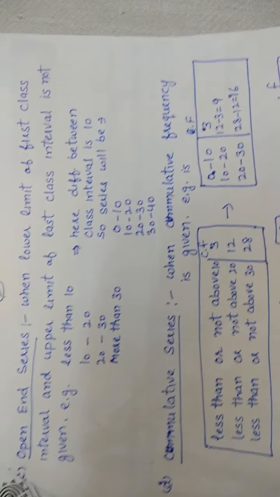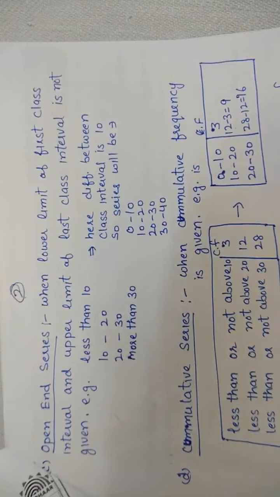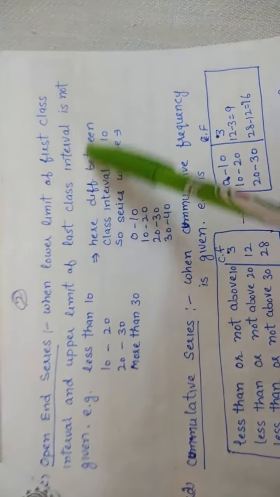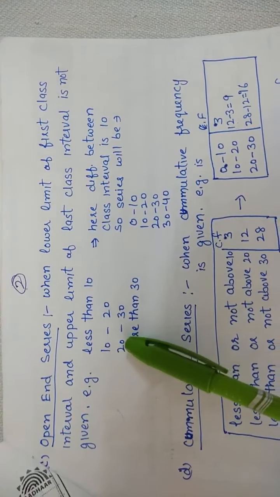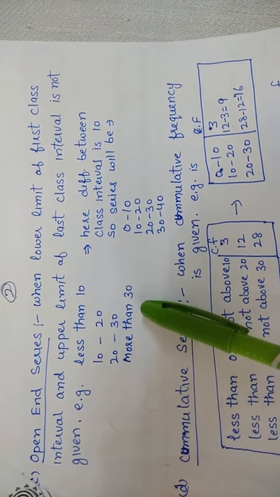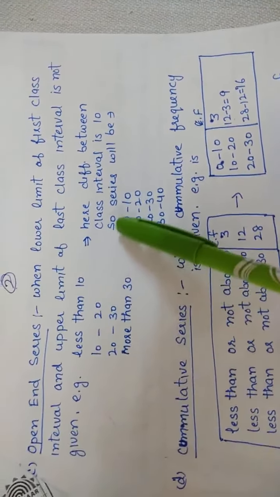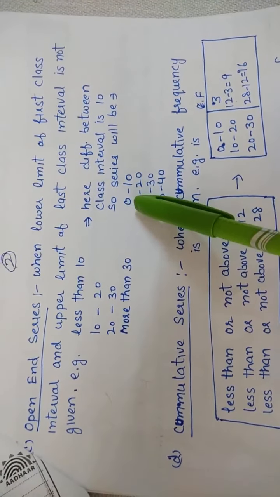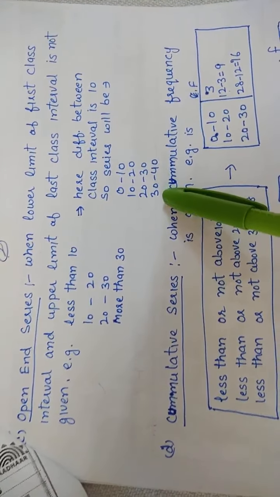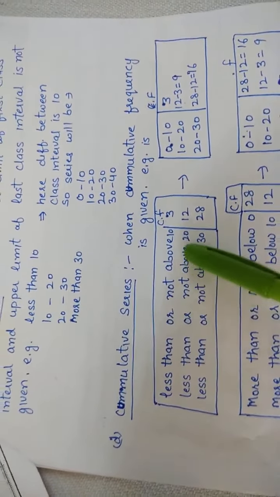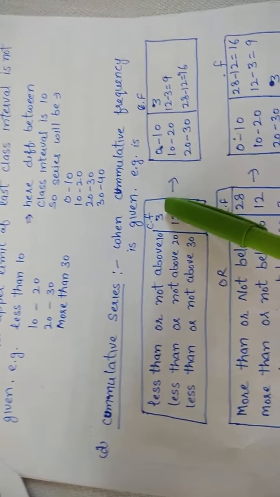Next is open-end series in continuous series, when the lower limit of the first class interval and the upper limit of the last class interval are not given. Example: less than 10, 10 to 20, 20 to 30, more than 30. Here the difference between two class intervals is 10. So the first class will be 0 to 10 and the last will be 30 to 40. Next is cumulative series, when cumulative frequency is given.